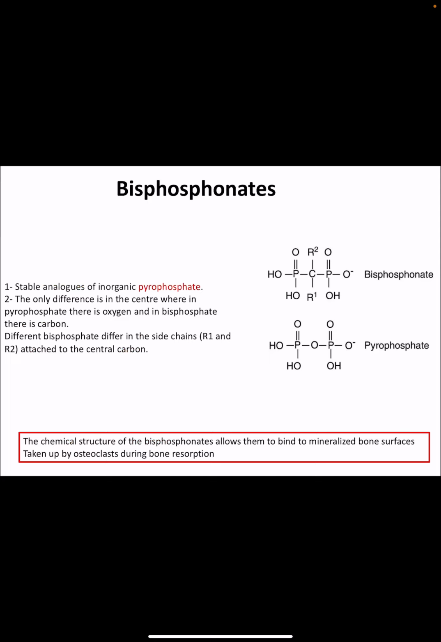It's just a matter of changing the R's. So the only difference, as written, is that there's an oxygen in pyrophosphate and a carbon in bisphosphonate. Bisphosphonates differ in the side chain. Now, pyrophosphate on its own likes to bind to calcium, whenever there's calcium. And where is the main source of calcium? The bones. So it's their safe haven. Bisphosphonates like to stay there.